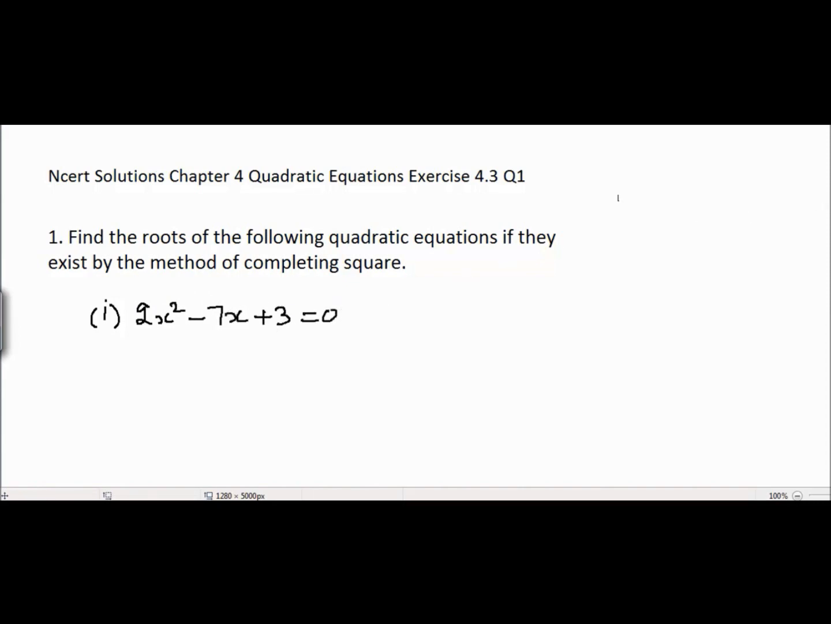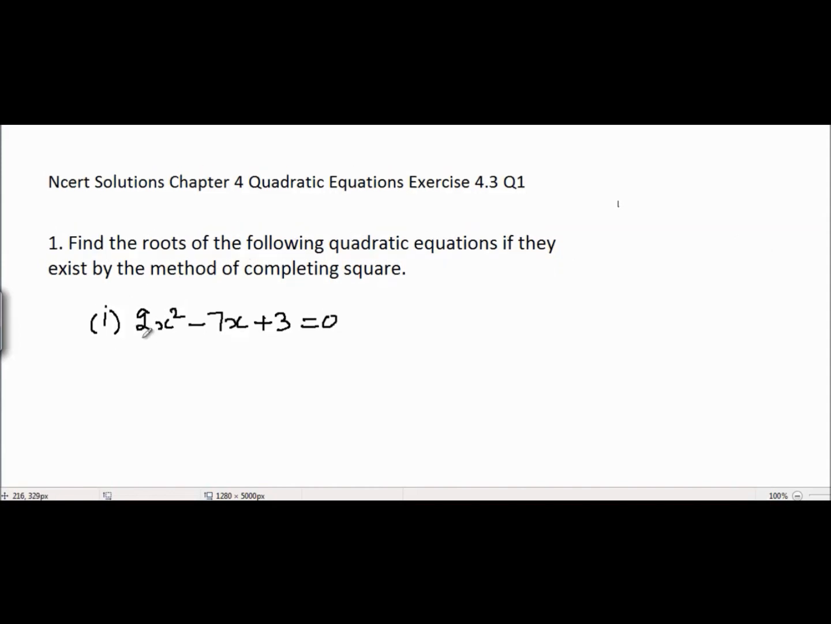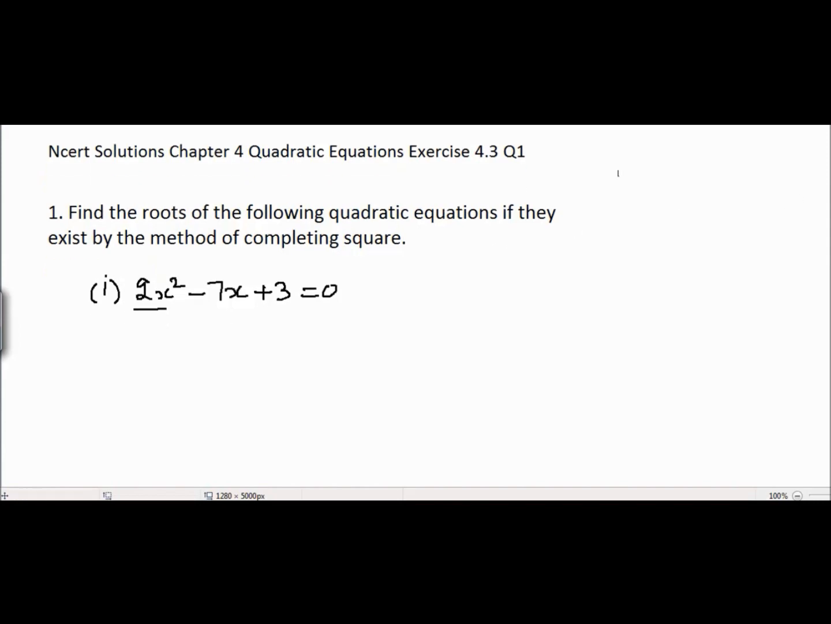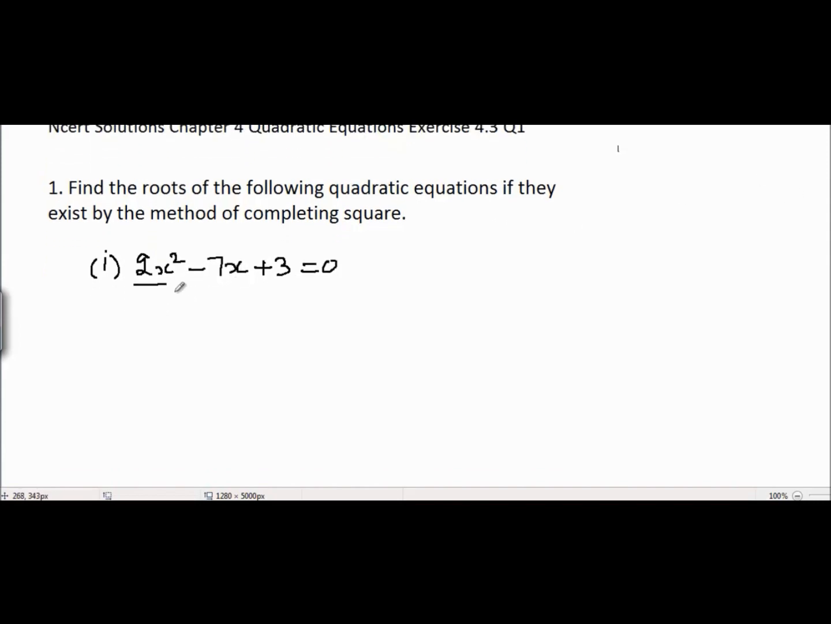In order to solve any given quadratic equation by the method of completing the square, we first make sure that the coefficient of the x² term is equal to 1. Here it's not 1, it is 2. So in the very first step we will make it equal to 1. How can we make it equal to 1? We will divide the whole equation by 2. If we divide both sides by 2, I get x² − 7x/2 + 3/2 = 0.